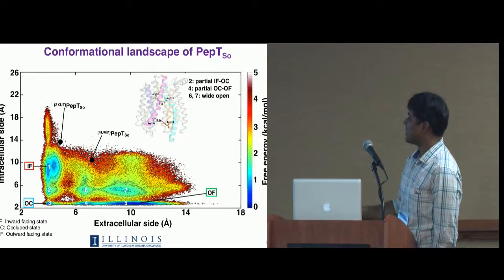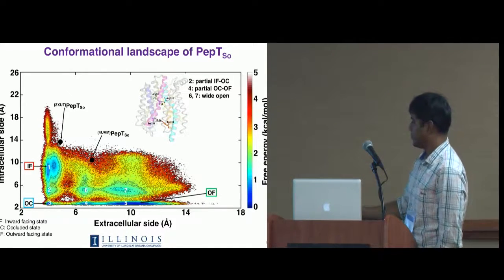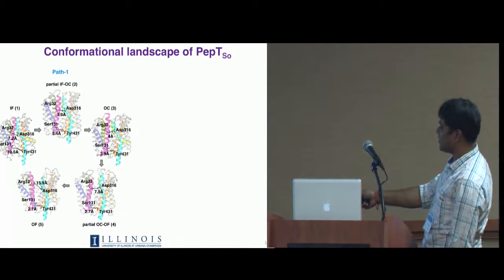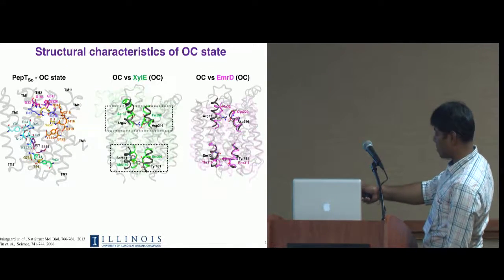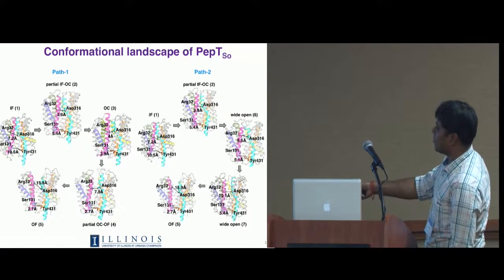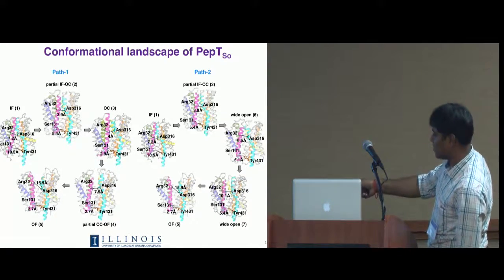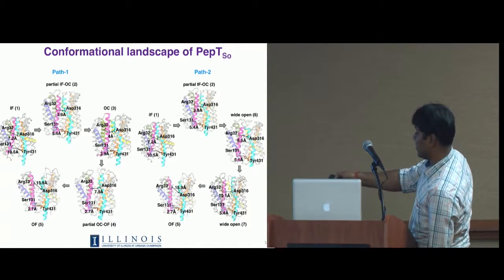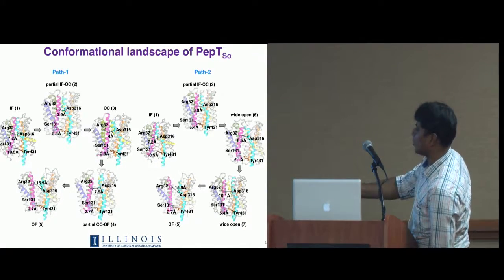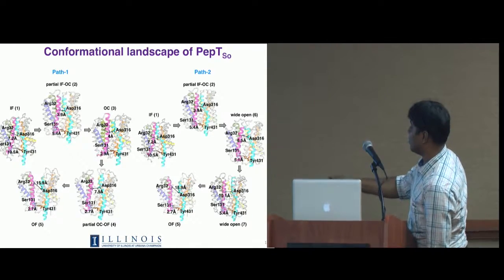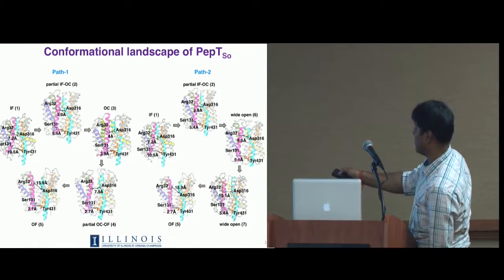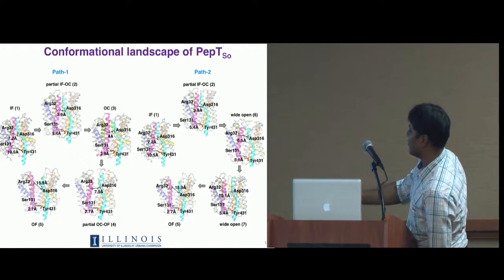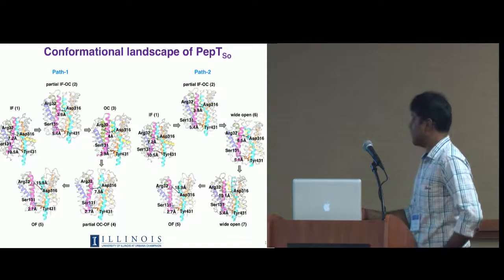We extracted the structures along this path and saw how the distance reduces at the bottom as well as at the top. For example, I'm showing path 1 here, so you can notice how the distance reduces at the top and increases at the bottom along one cycle. And here I am showing path 2, where the distance at the bottom was slightly higher compared to path 1, and finally it reaches the outward facing state.